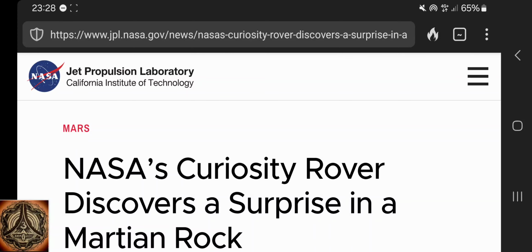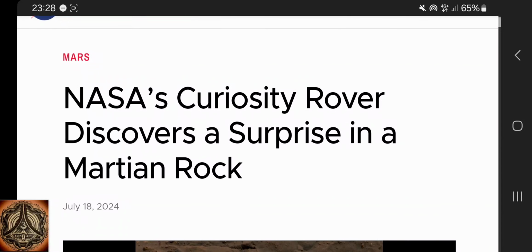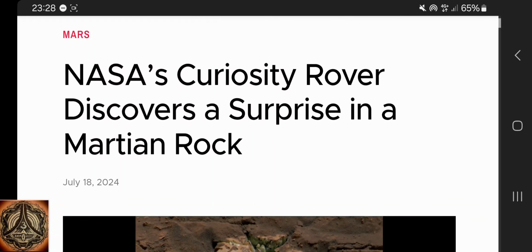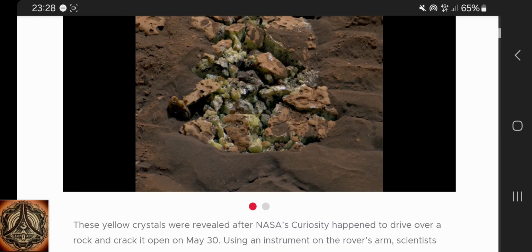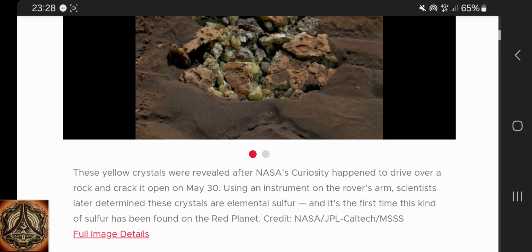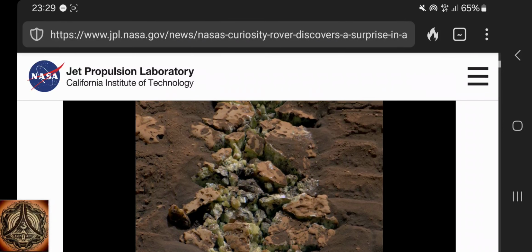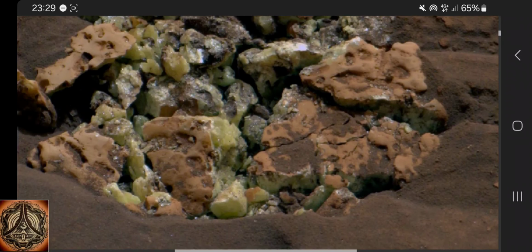And just came to my mind, for those who don't know, NASA's Curiosity rover discovers a surprise in Martian rock. These yellow crystals were revealed after NASA's Curiosity happened to drive over a rock and cracked it open on May 30th. Using an instrument on the rover's arm, scientists later determined these crystals are elemental sulfur. And it's the first time this kind of sulfur has been found on the red planet. Sulfur.